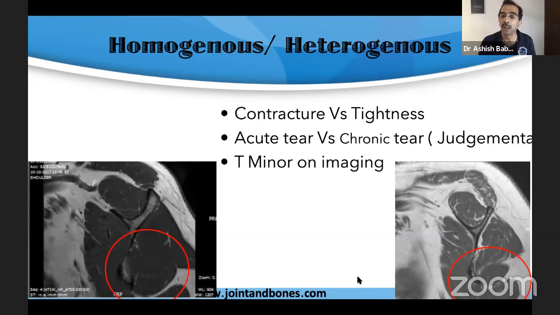These are two different patients with two different conditions. And you can see what I'm showing you on the MRI is a massively hypertrophied teres minor here. And here is the normal size of the teres minor, which is usually less than half of the infraspinatus.